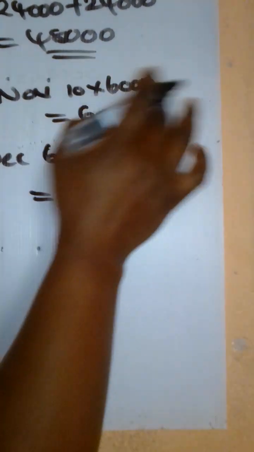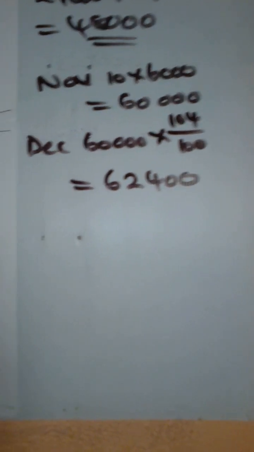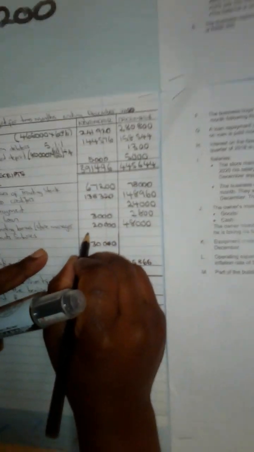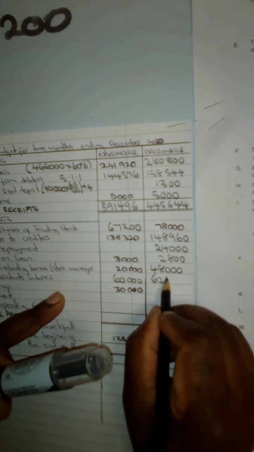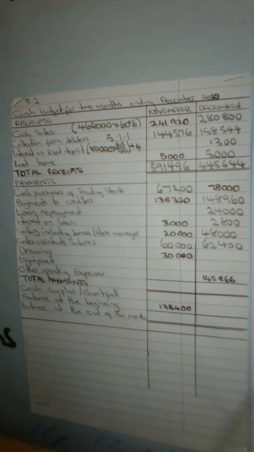62,400. So November is 60,000 and then December is 62,400. Okay, so let's record the salary. It's 60,000 here and then 62,400. I hope you understood that calculation. Let's move on to drawings.